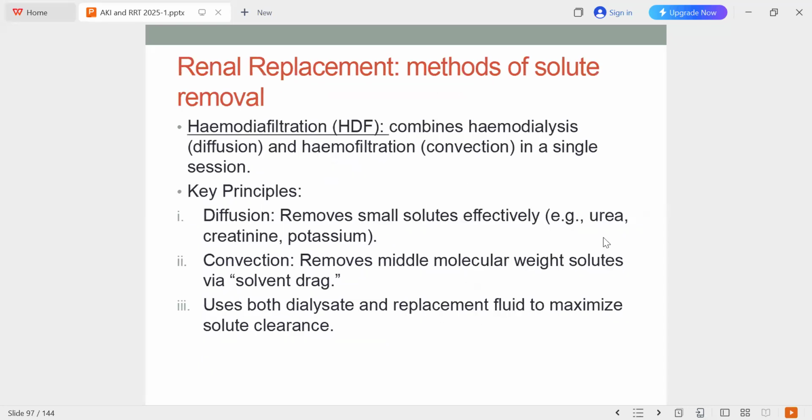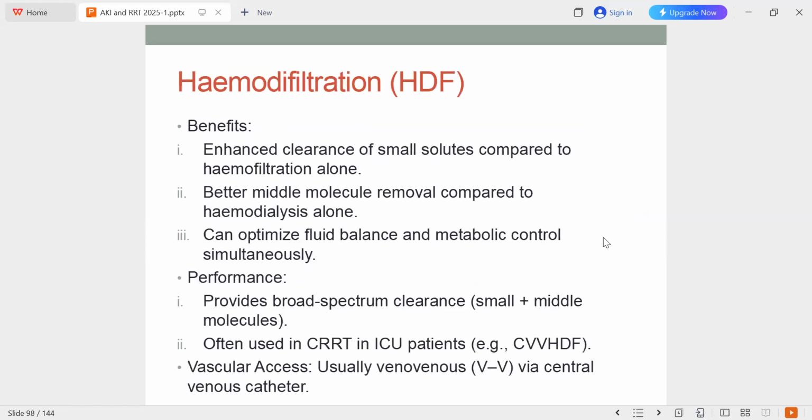Then we have the third one, hemodiafiltration, which combines hemodialysis and hemofiltration in a single session. So we have both diffusion and convection taking place. All right, the key principle is that diffusion helps to remove small solutes effectively, while convection helps to remove medium molecular weight solutes via the solvent drag that we mentioned. In hemodiafiltration, there's use of dialysate and replacement fluids to maximize solute clearance.